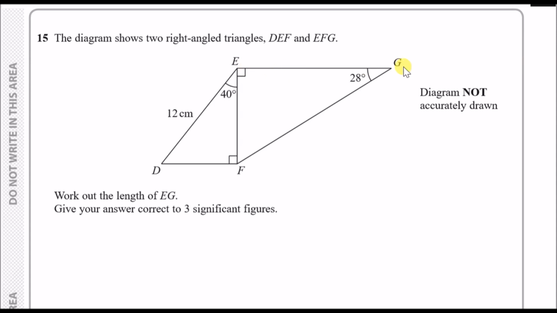So the diagram shows two right angle triangles, DEF and EFG, and we have to work out the length of EG. So we can just label this unknown length X. Give your answer correct to 3 significant figures.